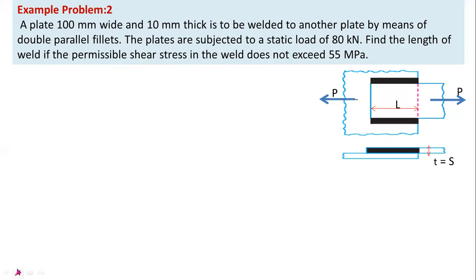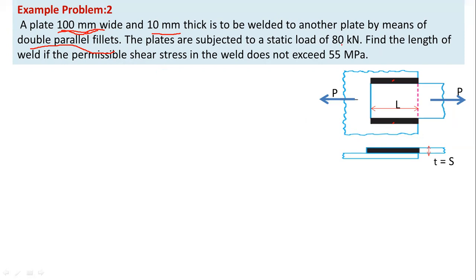This is the given question, and this is the given diagram. From the given question, first of all, you have to identify the given values. Here the width of the plate is given, but this value is not required to determine the value of L. Now you have to consider the thickness of the plate T equal to 10 mm. This is the thickness, or size, of the weld. T or S is the thickness of the plate, and this question is related to double parallel fillet welds.